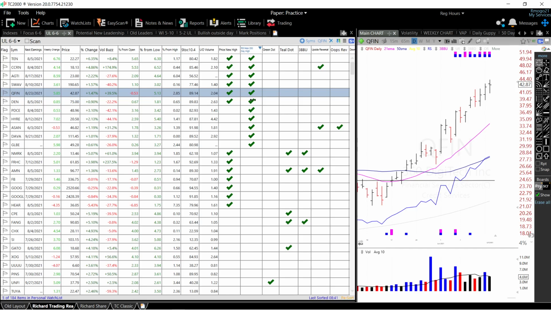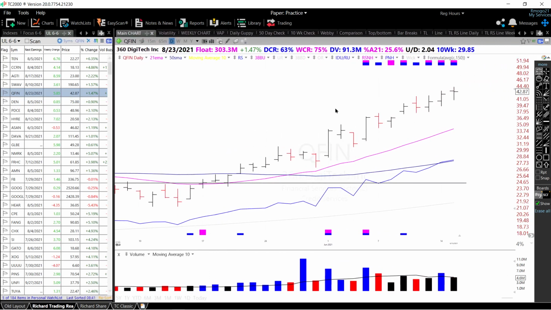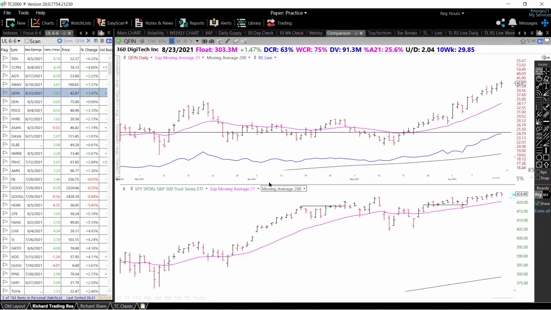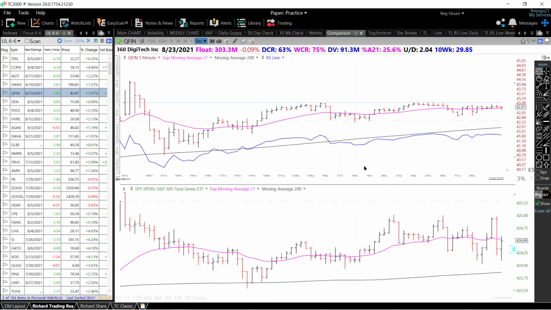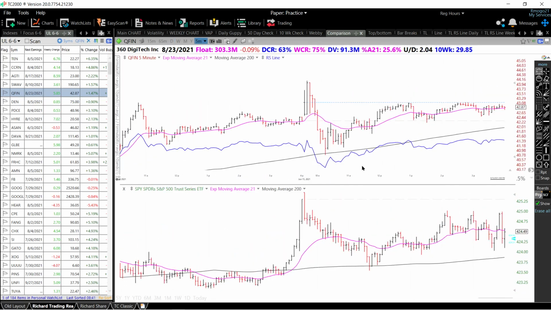So one different way that you can visualize this, and I think this is really cool, in TC2000, you can make a kind of comparison chart intraday, and let me go to a 5-minute chart. So this is QFIN yesterday when the SPY sold off and closed pretty poorly. This isn't the best example, but overall you can see that it pretty much follows the rest of the market as most stocks do. But you can see that it actually holds up a little bit better. It closes right near its open. So it's definitely showing a little bit of relative strength here.